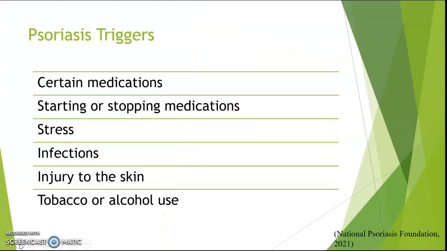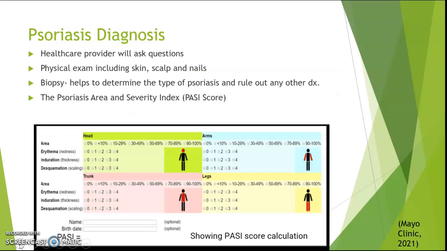A psoriasis flare-up can be triggered by certain medications, starting or stopping medications, stress, infections, injury to the skin, and tobacco or alcohol use. A diagnosis of psoriasis is made by the healthcare provider asking questions and performing a physical exam. A biopsy may be performed to help determine the type of psoriasis and will help in ruling out any other diagnosis.